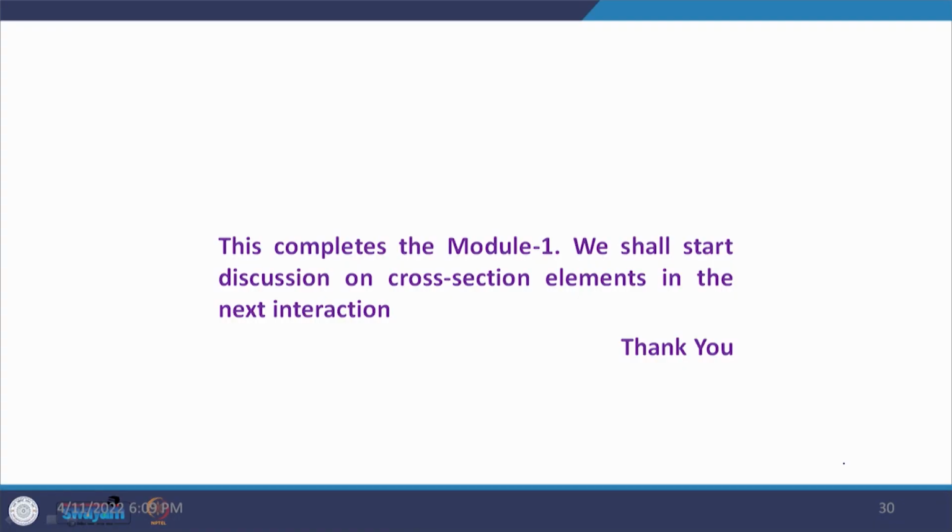With this, we come to an end of our module 1, where we have discussed the various types of sight distances under different conditions in which the traffic is operated on a road or carriageway. With the completion of this, we are now going to move to the next module, which is related to cross sectional elements, and we are going to start with that in the next interaction.